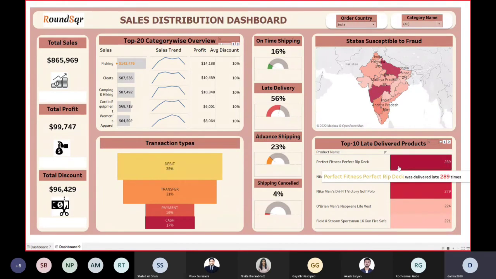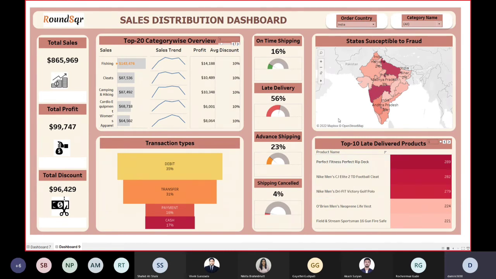So the company can actually look into these particular products and check what is going wrong in the delivery process that is making them late. So it can see that Perfect Fitness Perfect Rib Deck was delivered late 289 times. Likewise, Nike's men's football cleat was delivered late 282 times. So the company can actually look into these products and check what is going wrong and increase their delivery efficiency.